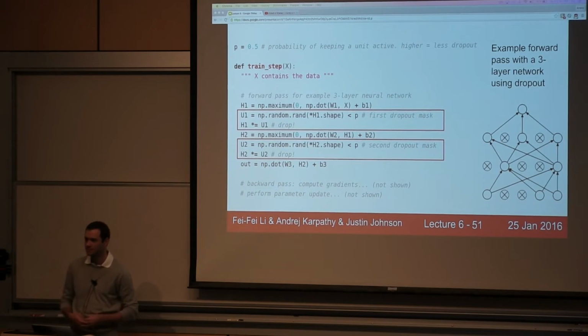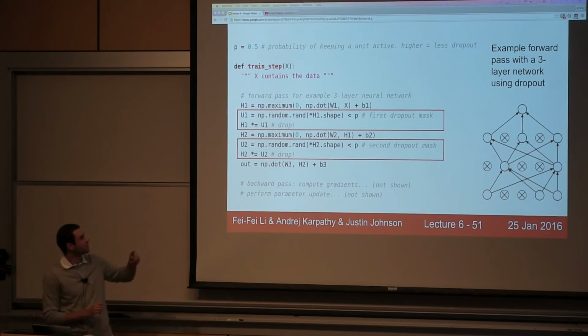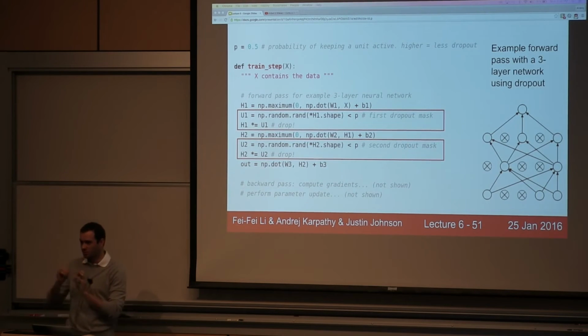Go ahead. Won't you be making the matrix sparse so you can use sparse matrix optimizations when you do the calculations? So can you take advantage of some sparse matrix computations? Instead of computing all the H's, you only compute the neurons that are not being dropped, and in that case, you do sparse updates. Yeah, you could in theory, but I don't think that's done usually in practice. We don't worry about it too much.